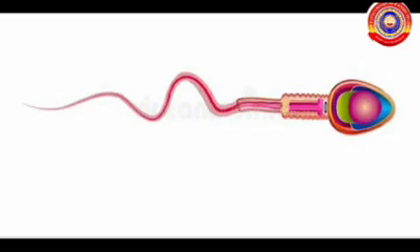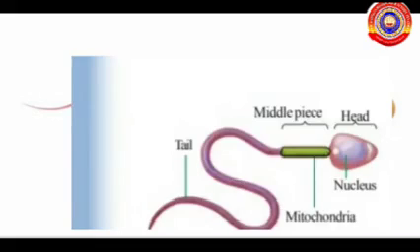Next, we studied the male gamete, the sperm. It is motile and microscopic. The sperm has a head, a middle piece and a tail. They move with the help of the tail. Mitochondria are present in the middle piece. They provide energy for the movement of the sperm. The nucleus that contains the paternal chromosomes is seen in the head.